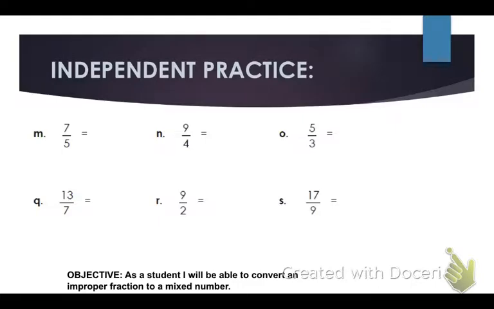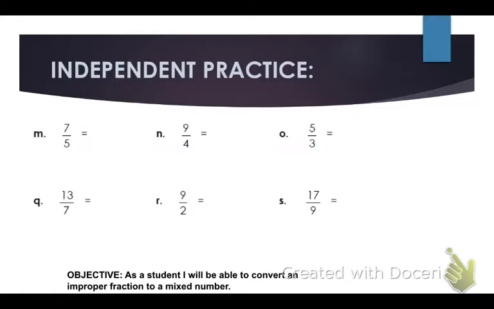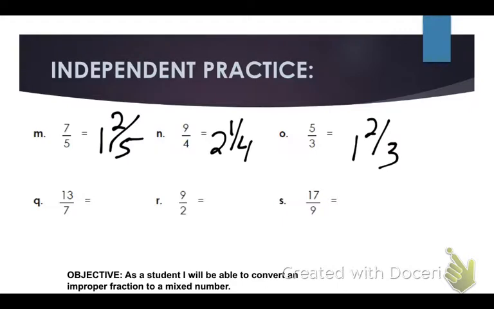All right. I'm back. I'm going to give you the answers. If you did not get them correct, you need to simply come back, see Mr. Williams. We'll figure out what you did wrong. First one should have been 1 2/5. Next one, 2 1/4. Next one is 1 2/3. This one over here is 1 6/7. You should have had 4 1/2 over here. And this one over here, you should have had 1 8/9.